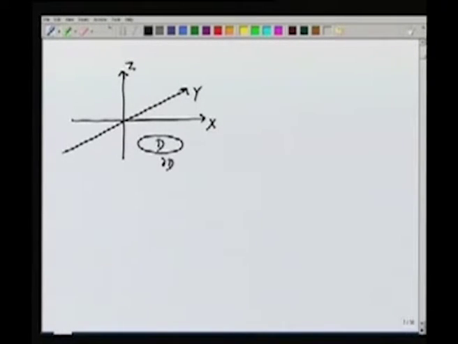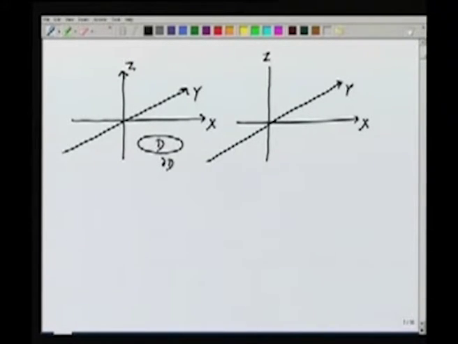Now the question is, what are we going to do if I am in a situation like the following? Let us draw the picture again. So this is the x axis, this is the y axis, this is the z axis. Notice that the region D which I have drawn in picture 1 is lying in the xy plane. But suppose this region D is not lying in the xy plane. Suppose it is in some oblique position like this. Suppose this is my D.